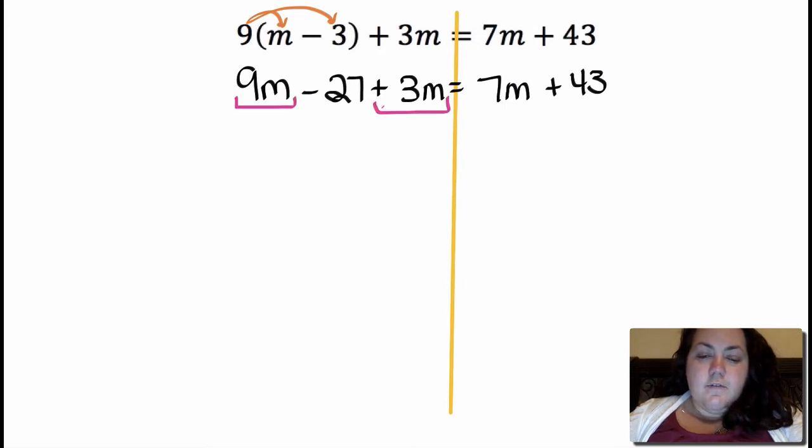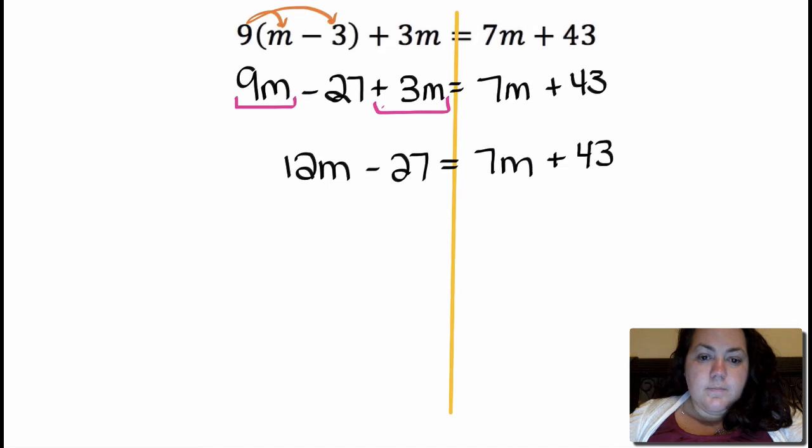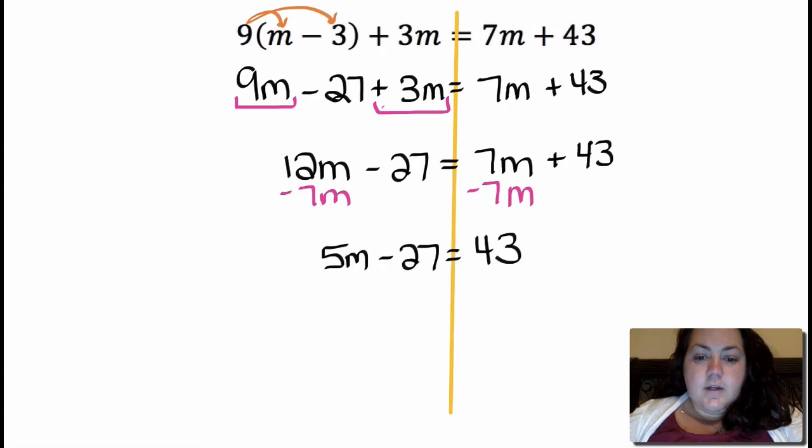On the left, I have two m terms that I can combine. So 9m plus 3m would give me 12m. So I have 12m minus 27 equals 7m plus 43. I'm going to move the 7m to the other side by subtracting. All right, so I get 5m minus 27 equals 43.